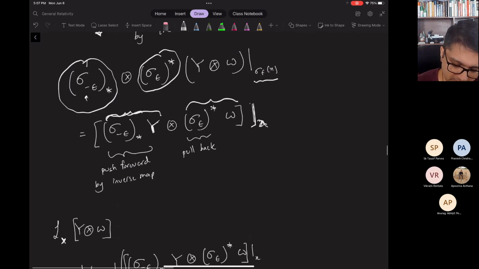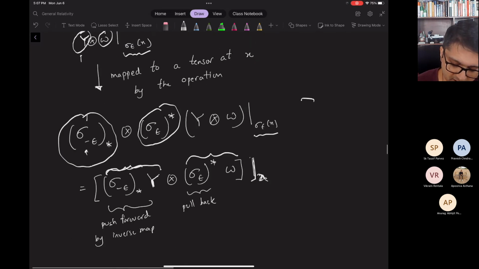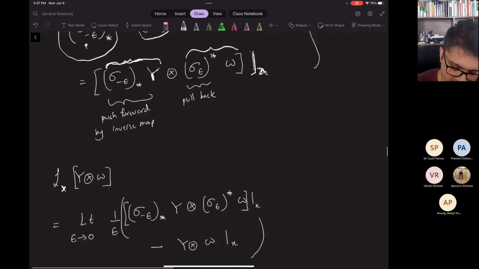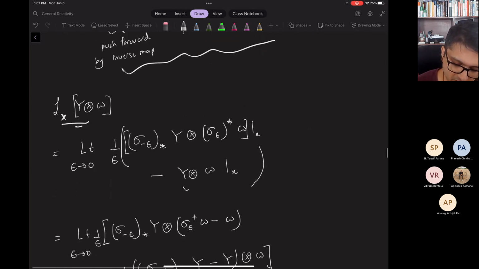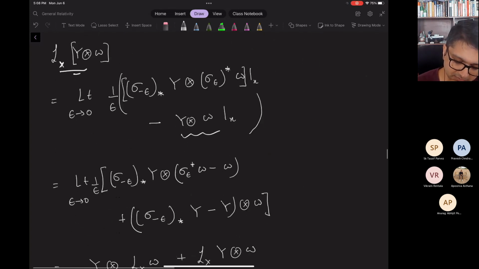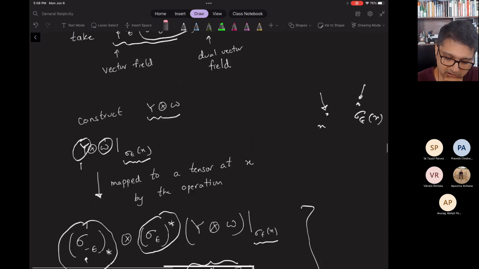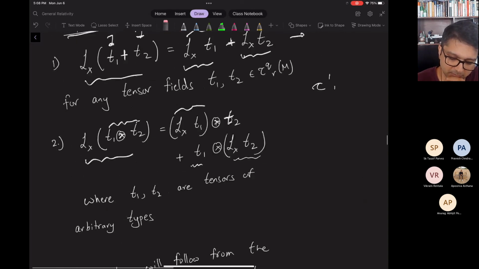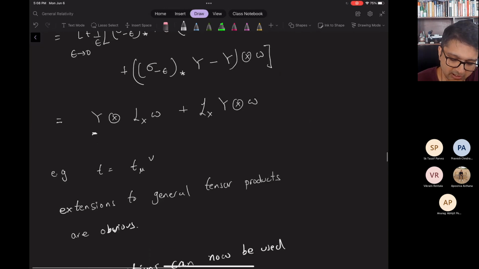Maybe I'll just leave this in the notes, and you can go over the notes later. But you can show that with this definition of the operation, I now define the Lie derivative as this object minus the original tensor y tensor omega at x. Whatever original tensor I had at x, I subtract that off. Then you can show this property that we argued here for tensor products, that is, you get something like y tensor product L_x omega plus L_x y tensor omega.